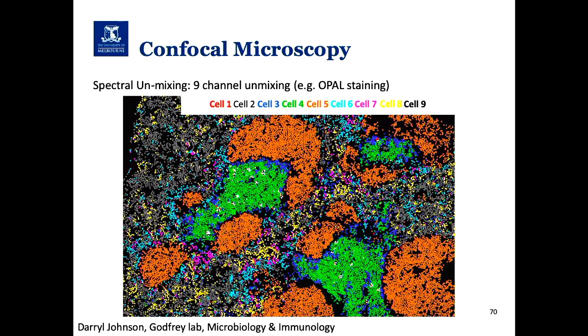There are also commercially available kits, so things like Opal, which you guys may have heard of, which also allow you to do these multiplexing experiments. So Darryl's got to 9. I know of one group that's got to 10 different fluorophores, and we can spectrally separate those out quite nicely using those spectral detectors.